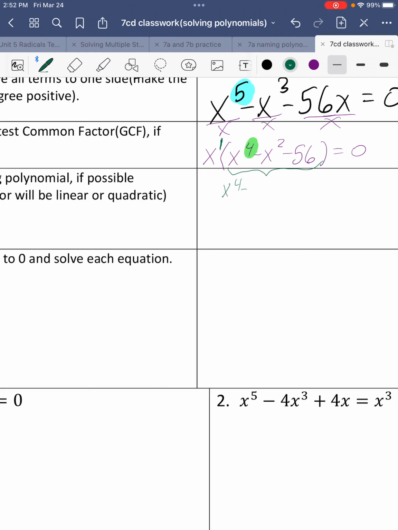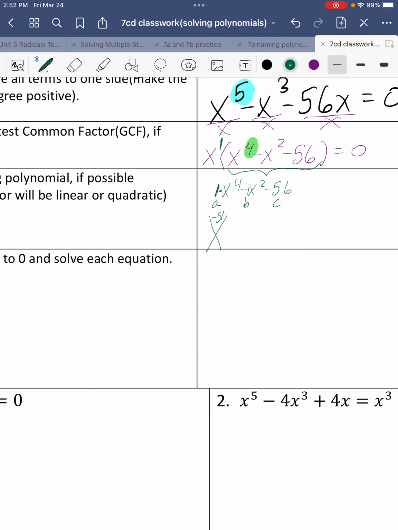Now we're going to factor this. And to factor x to the 4th minus x squared minus 56, we're going to treat this like it's a quadratic. So it's quadratic-like, it's 3 terms. Instead of x squared, it's x to the 4th, which still works. 4th or 6th. So we have your a is 1, your b is -1, and your c is -56.